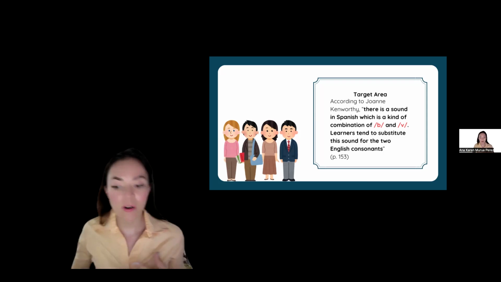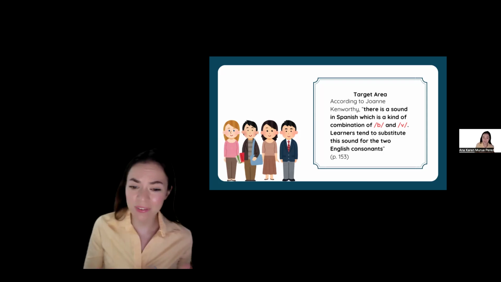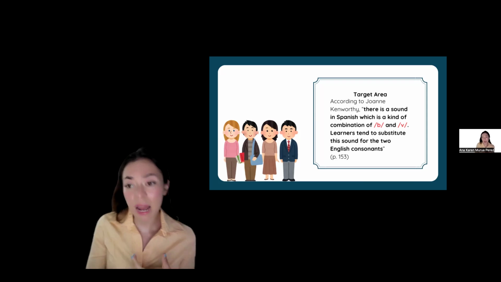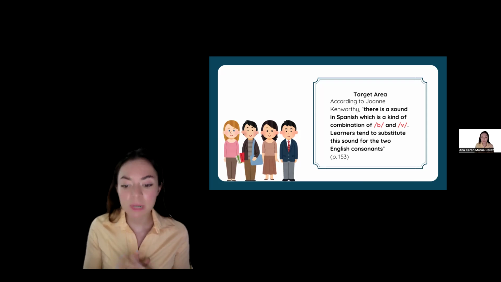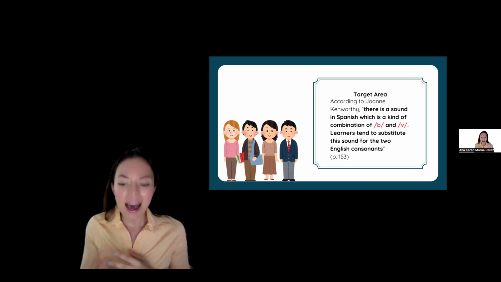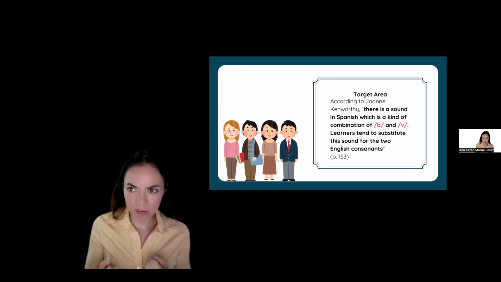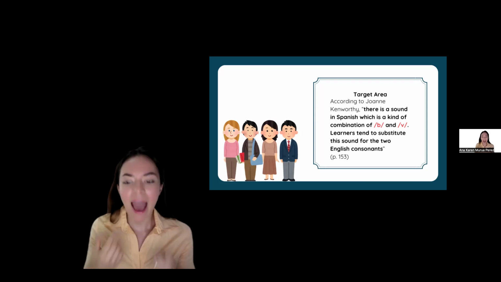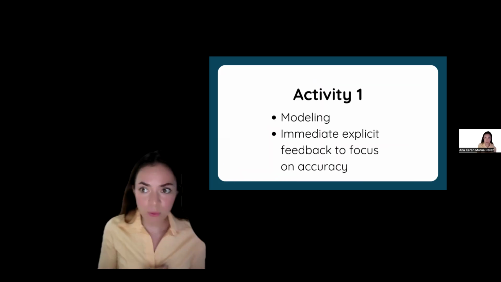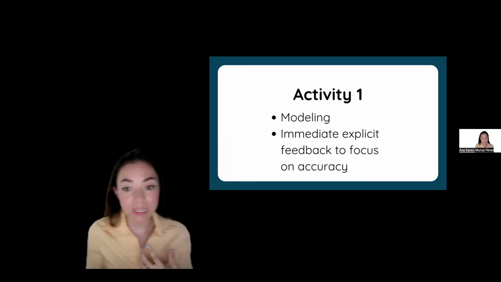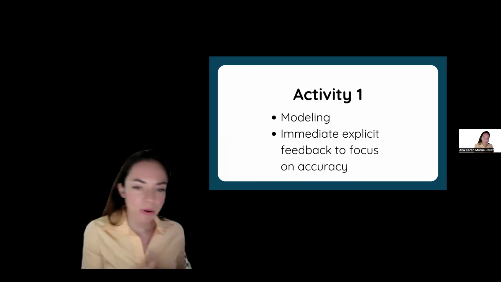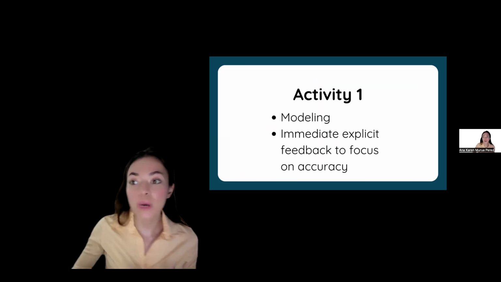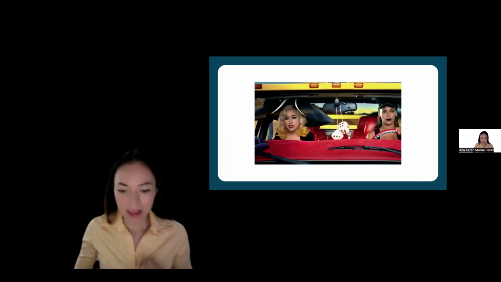So for this video, I'm going to walk you through a few activities to illustrate the different types of practice, focus, and feedback I would provide for my students to aid them in the production of these troubling sounds, as I would not like all types of feedback to take place in the same activity. So for activity 1, I would model the sound for my students and have them repeat after me, which I would provide immediate explicit feedback to focus on accuracy.